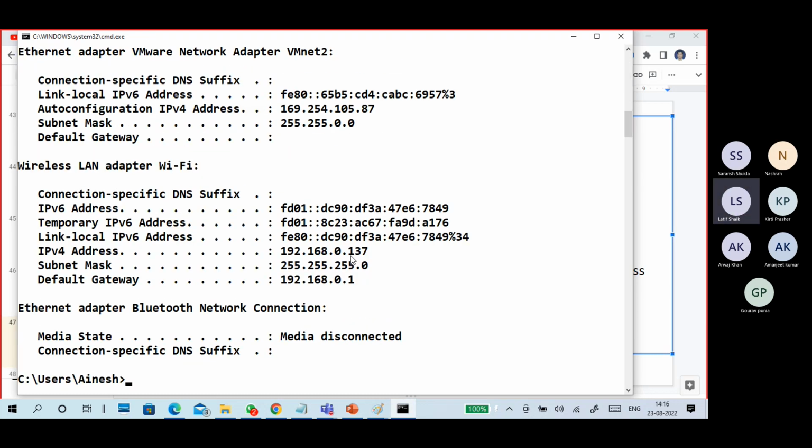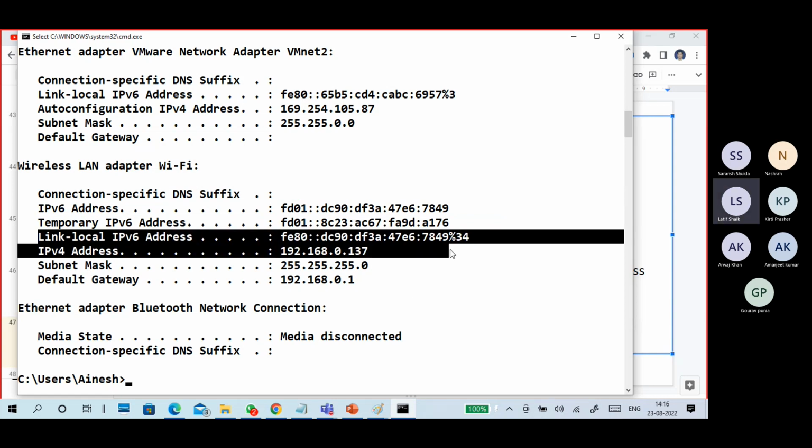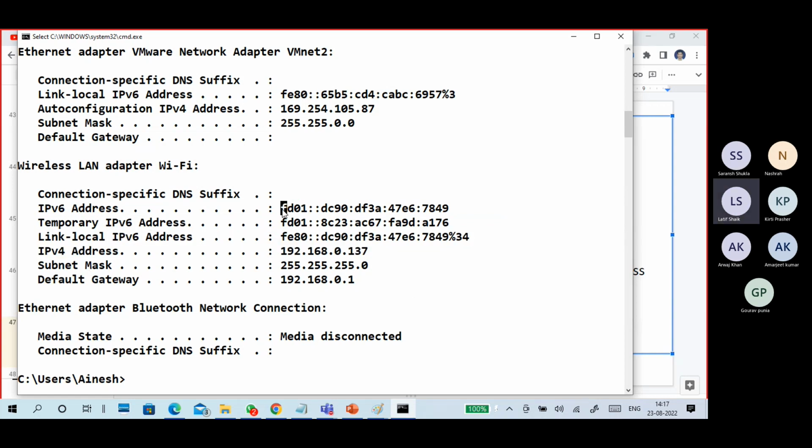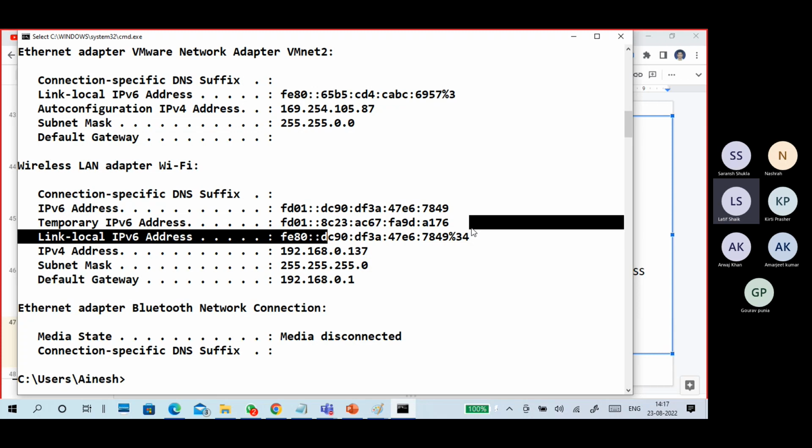So here in ipconfig, you can see this is my IPv6 link local IP address. This is the original IPv6. This is some multicast address like that. It is showing a local private IP address, but you can see it is also a private one. It is built based on my MAC address.